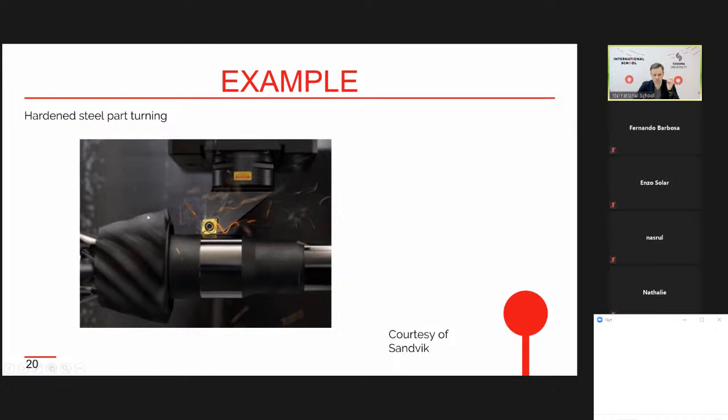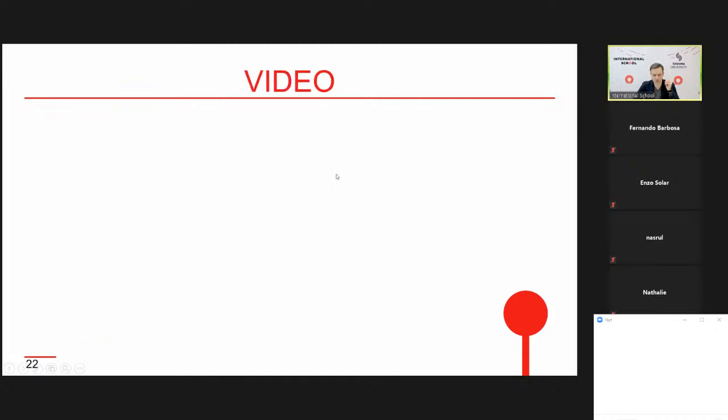So the part is made from steel, that's why we use cubic boron nitride here. Okay.